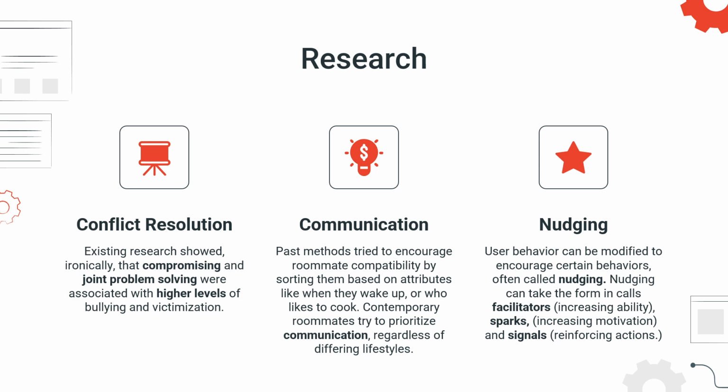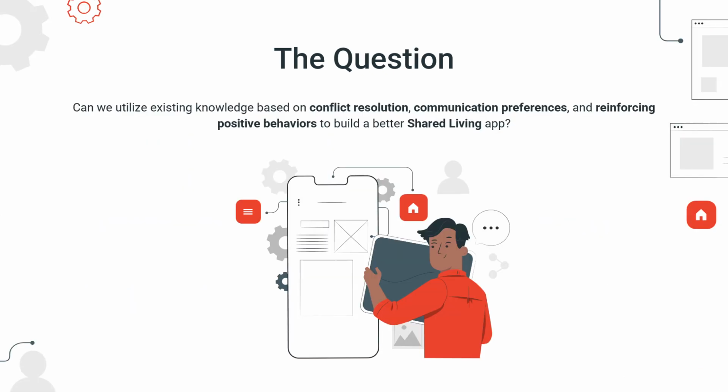And then finally, nudging. User behavior can be modified to encourage certain behaviors, often called, like I said, nudging. Nudging can take the form of facilitators that increase ability, sparks that increase motivation, and signals reinforcing actions. So after doing all this research, we identified a core question, and that is, can we utilize existing knowledge based on conflict resolution, communication preferences, and reinforcing positive behaviors to build a better shared living application?